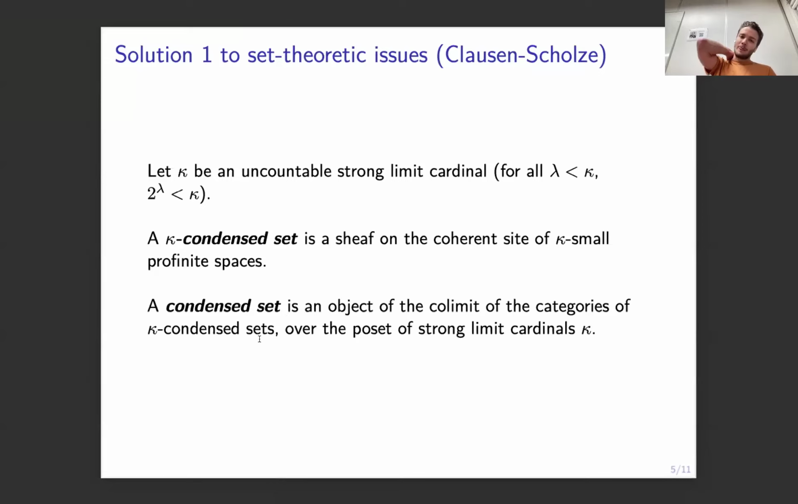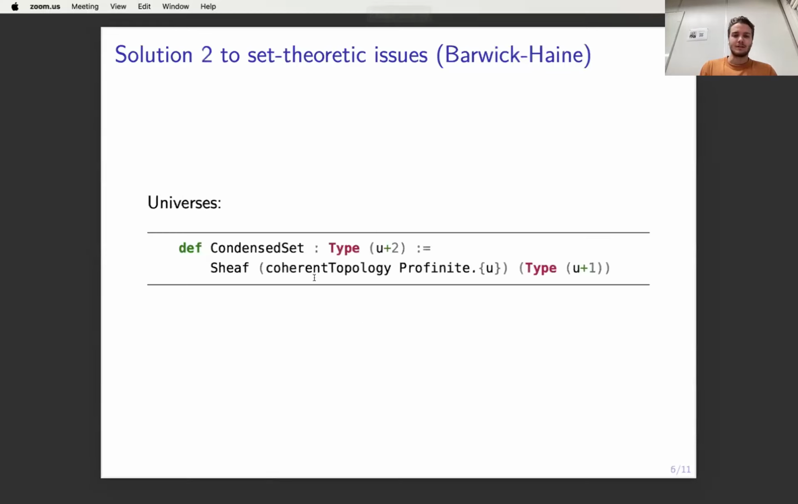Now, this theory was developed sort of in parallel by Clausen and Schulze and another pair of people, Clark Barwick and Peter Haine, who called it pyknotic sets. And they used a different solution, which involves universes. And the easiest way to explain that to this crowd is just by showing the Lean code.